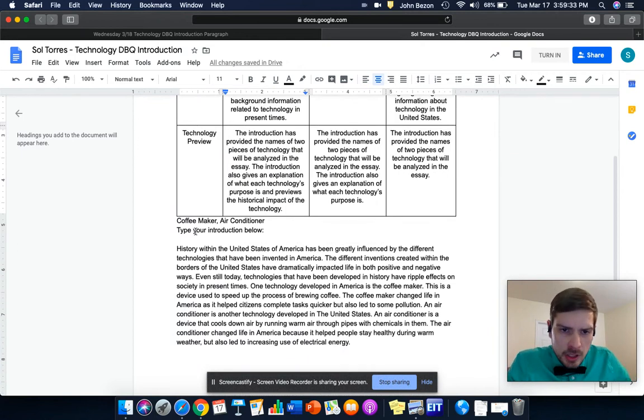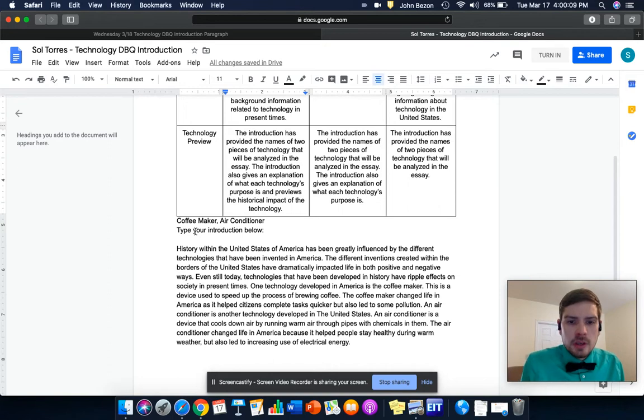History within the United States of America has been greatly influenced by the different technologies that have been invented in America. The different inventions created within the borders of the United States have dramatically impacted life in both positive and negative ways. Even still today, technologies that have been developed in history have ripple effects on society in present times. One technology developed in America is the coffee maker. This is a device used to speed up the process of brewing coffee. The coffee maker changed life in America as it helped citizens complete tasks quicker, but also led to some pollution. I'll explain that more in my body.